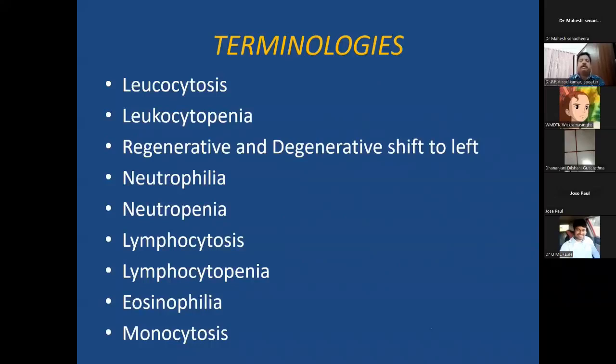Then there are certain terminologies in hematology, like leukocytosis, coming to the leukocytes. Coming to the RBCs, we learned so many terminologies. Here in leukocytes, we know leukocytosis, leukocytopenia. Leukocytosis is an increased number of leukocytes.